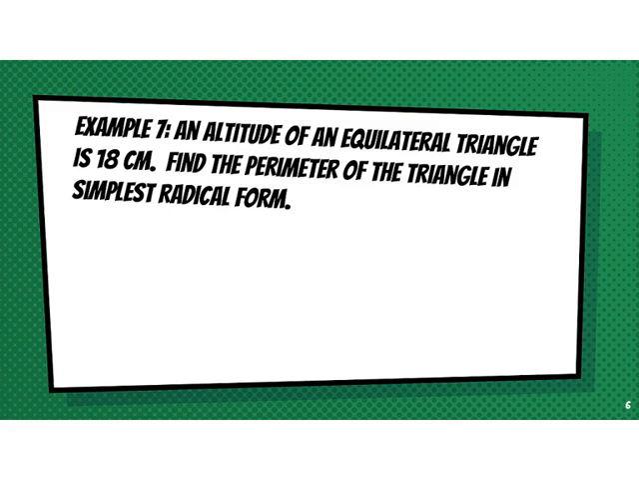In an equilateral triangle, remember, we have all the same sides and all the same angles, and in order for all of our angles to be the same, these all have to be 60 because they all need to add up to 180. The altitude is actually the height, and it says the altitude of an equilateral triangle is 18 centimeters. We're going to find the perimeter.